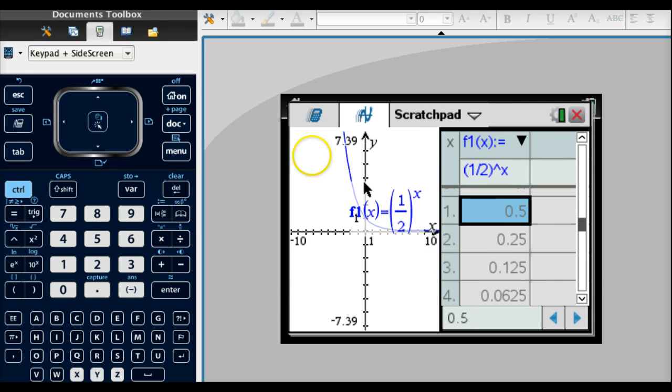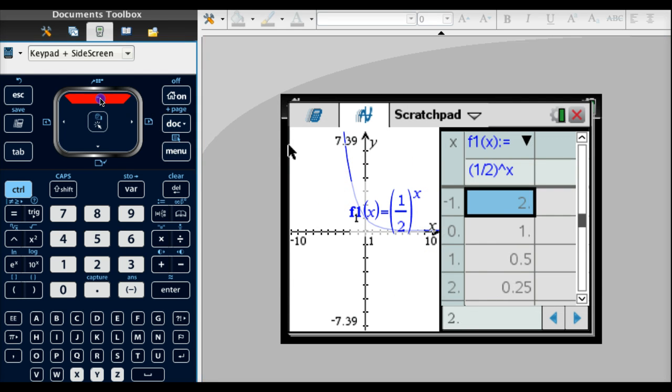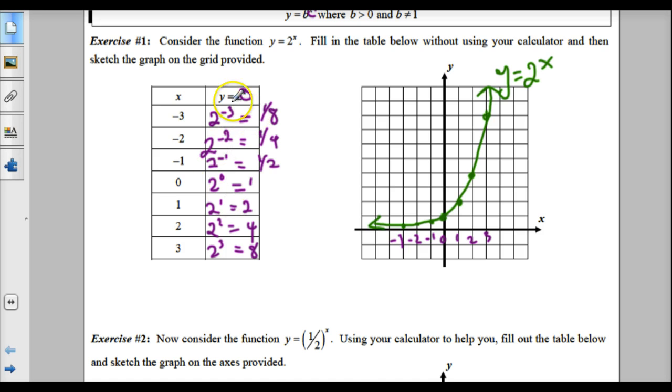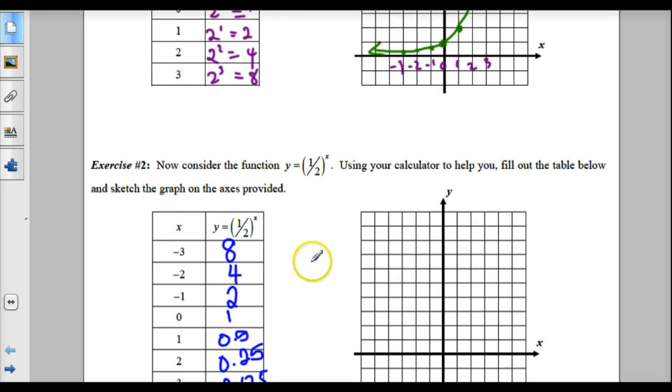Now the question is asking me from negative 3, so I'm going to go up to negative 3, and these are my values. On your paper, at negative 3 it's 8, at negative 2 it's 4, then 2, and all I'm doing is copying these values from the table. That's 0.5, 0.25, and so on. It's a lot easier than what we did up here where we substituted. Now the calculator does it for you.